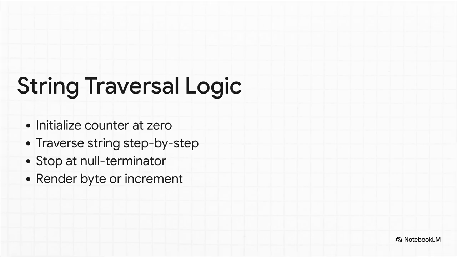First, initialize a tracking index at 0. Next, set up your while loop to traverse the string step by step. The condition for your loop is vital. It must continue executing only while the current character does not equal the null terminator. Inside the loop, you either render the byte to the screen for exercise 5, or you increment your counter for exercise 6. Once you hit that null terminator, the loop stops, and boom, you're done.